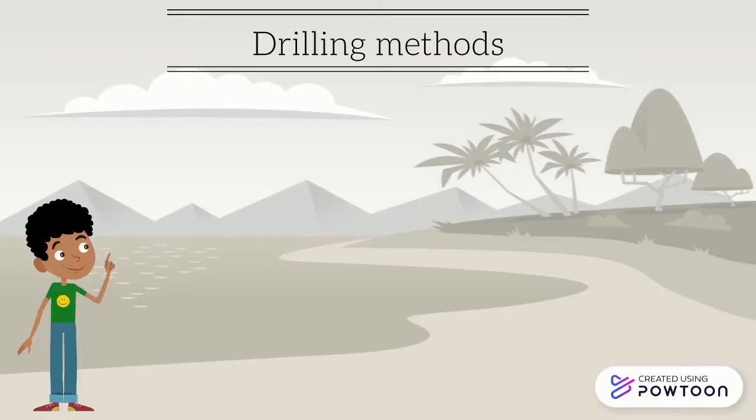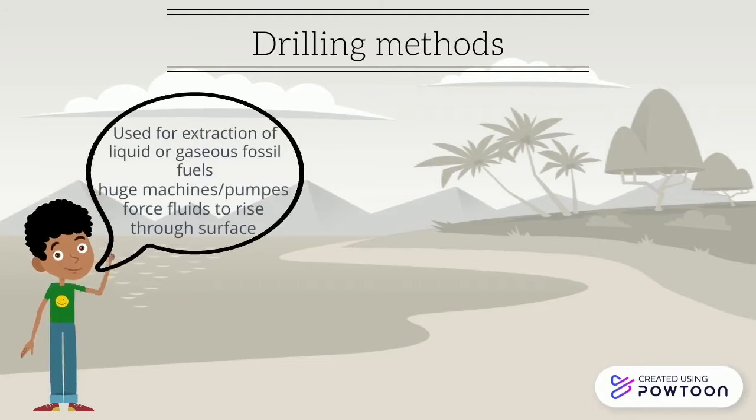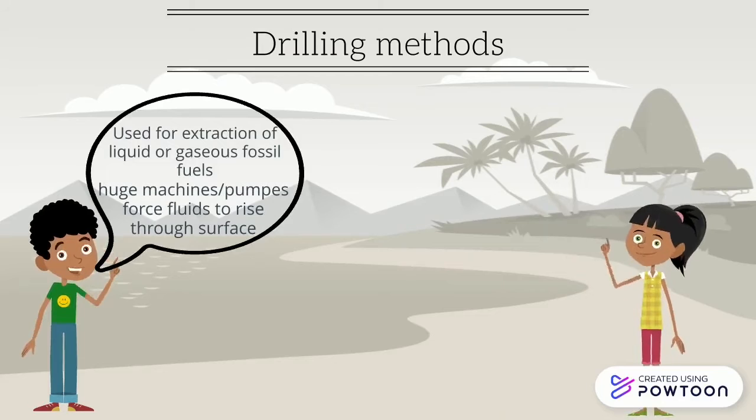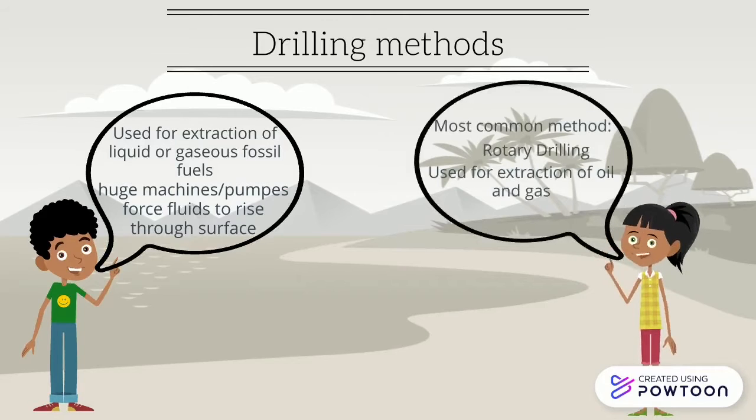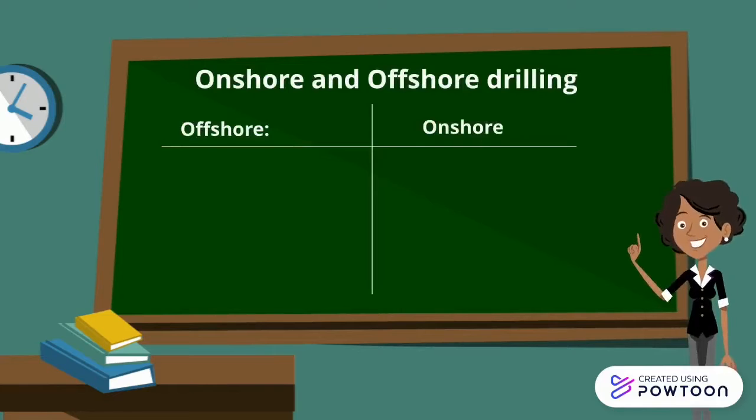On the other hand, you have the drilling method that helps to extract liquid or gaseous fossil fuels, such as oil or natural gas. Using huge machines and pumps, you can force the fossil fuels to flow through the Earth's surface. But also the drilling method is divided into several techniques. A very common method is rotary drilling, which is also used to extract oil. Unlike the mining method, drilling can be found onshore as a drilling well, but also offshore.